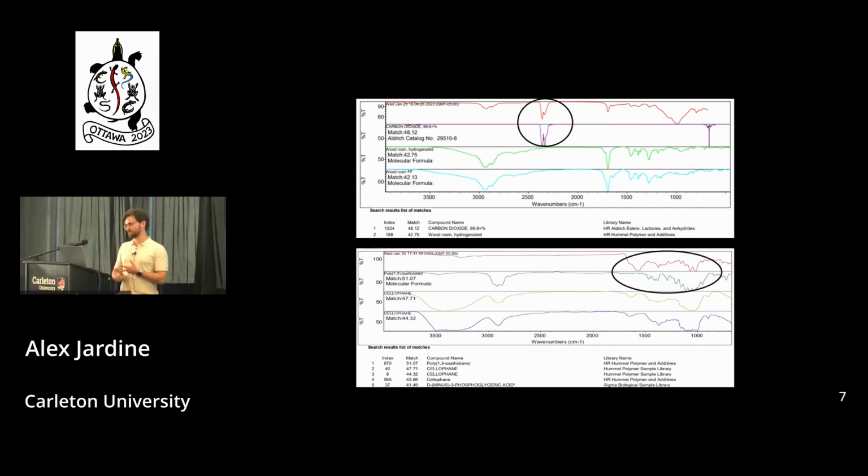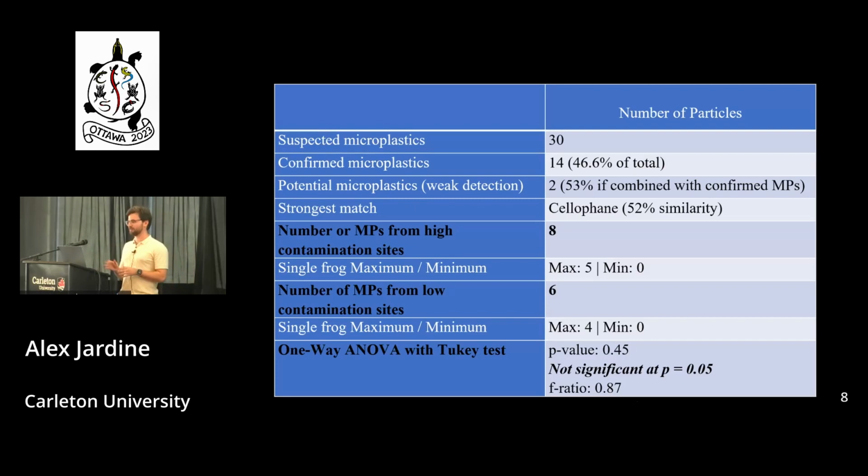So out of the 30 total microparticles that we suspected as plastic, 14 were confirmed to be plastic, which was 46% of the total. However, if we also include those plastics which had a weak detection, but most of the results were suggested as plastic, then it was actually 53% of the total suspected particles. We had eight particles from high contaminated sites with a max of five in one frog, and six from the low contamination sites with a max of four in one frog.